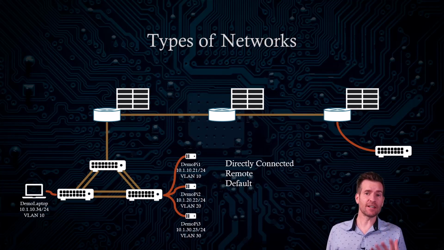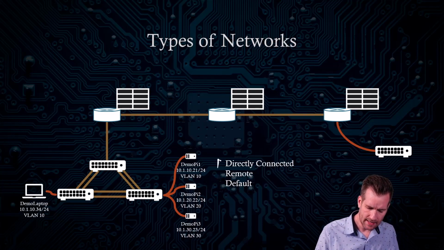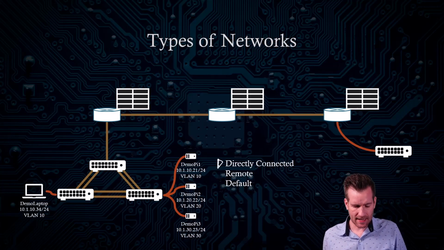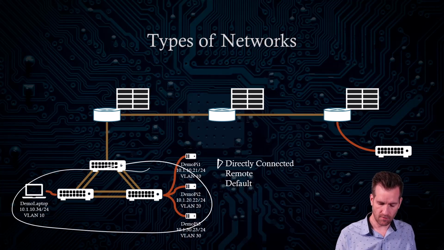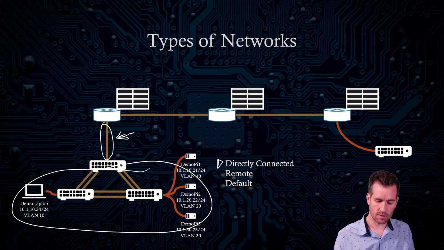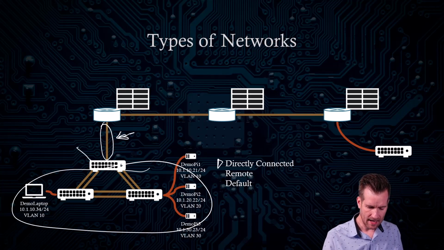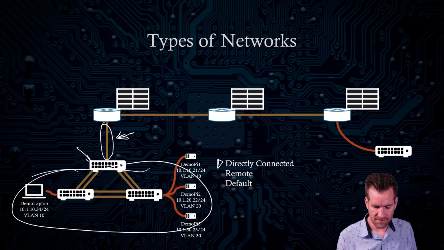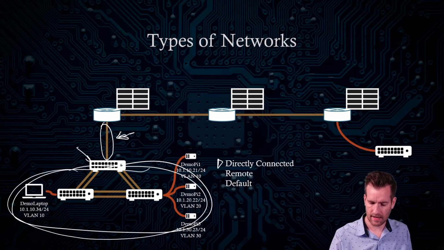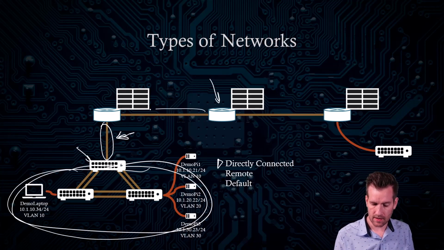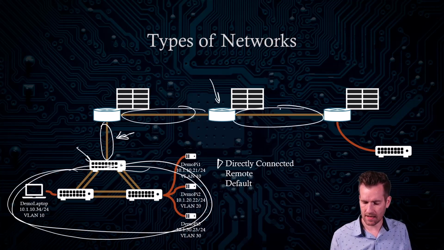There are 3 different types of networks that you'll see. One of them is a directly connected network. Directly connected networks are all of those networks that are directly connected. So for this switch 1, we have one directly connected network between the router and this switch, and then all of the VLANs that are part of this switch are also directly connected. Or for this router right here, these 2 on each side of it would be directly connected networks.